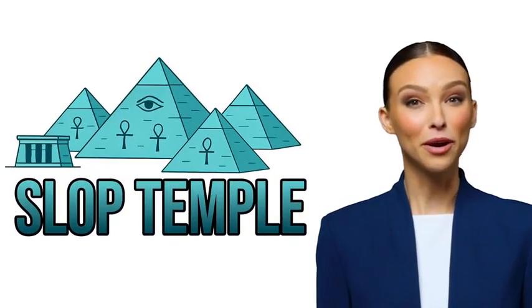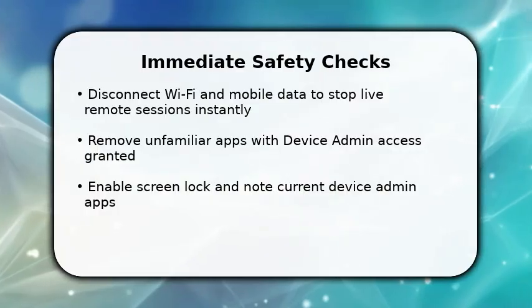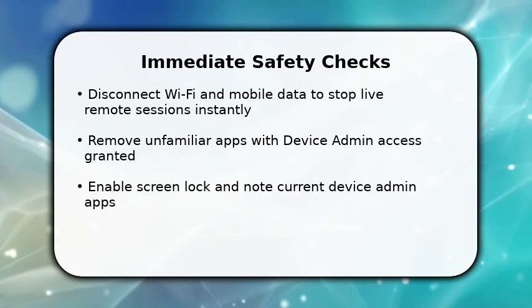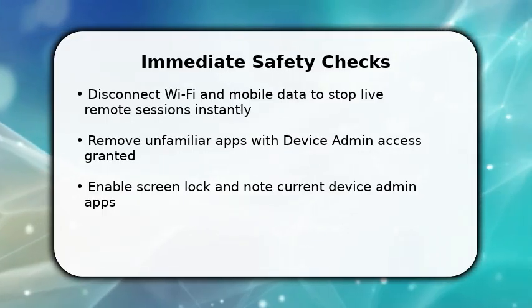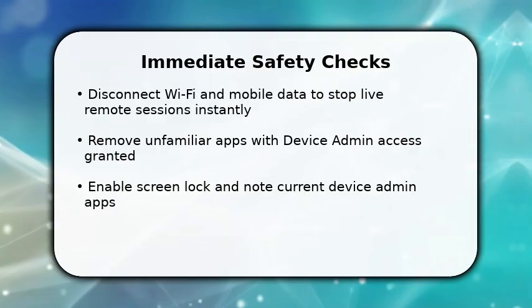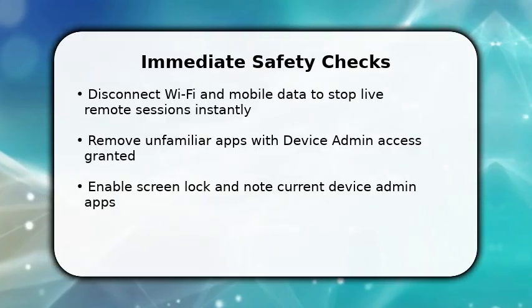We pray this video helps. You start by cutting off live connections so intruders lose remote control. Turn off Wi-Fi and mobile data now, then toggle airplane mode if necessary.